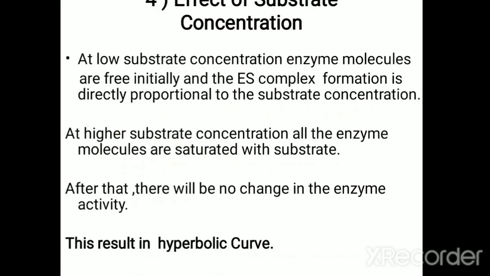At low substrate concentration, the enzyme molecules are free initially, and the enzyme substrate complex formation is directly proportional to the substrate concentration. At high substrate concentration, all the enzyme molecules are saturated with the substrate molecule. So after that saturation point, there won't be a further change in enzyme activity. That results in a hyperbolic curve.